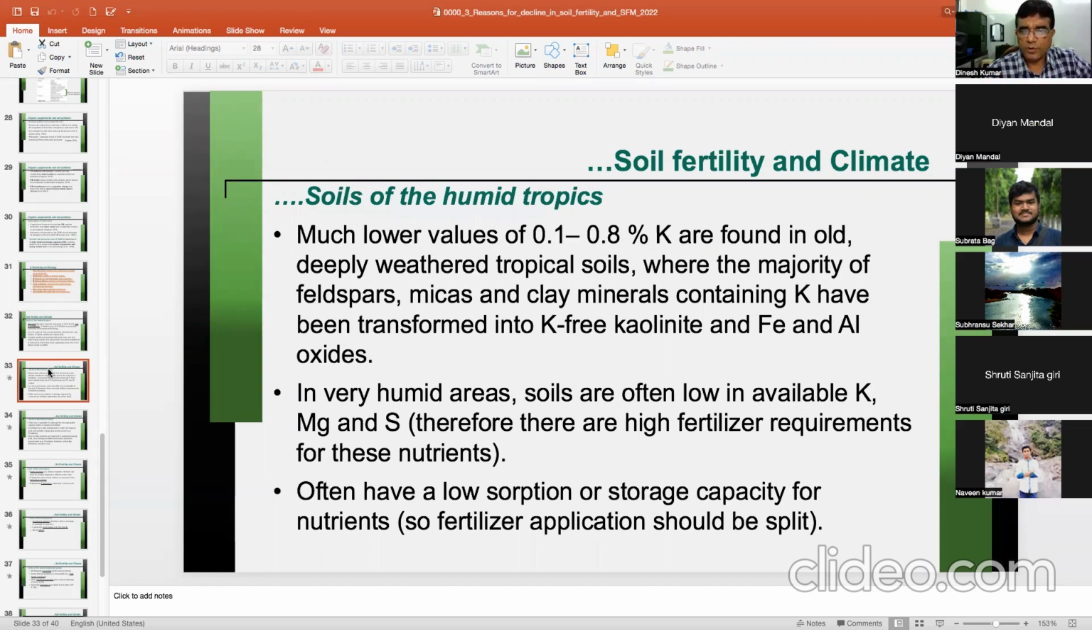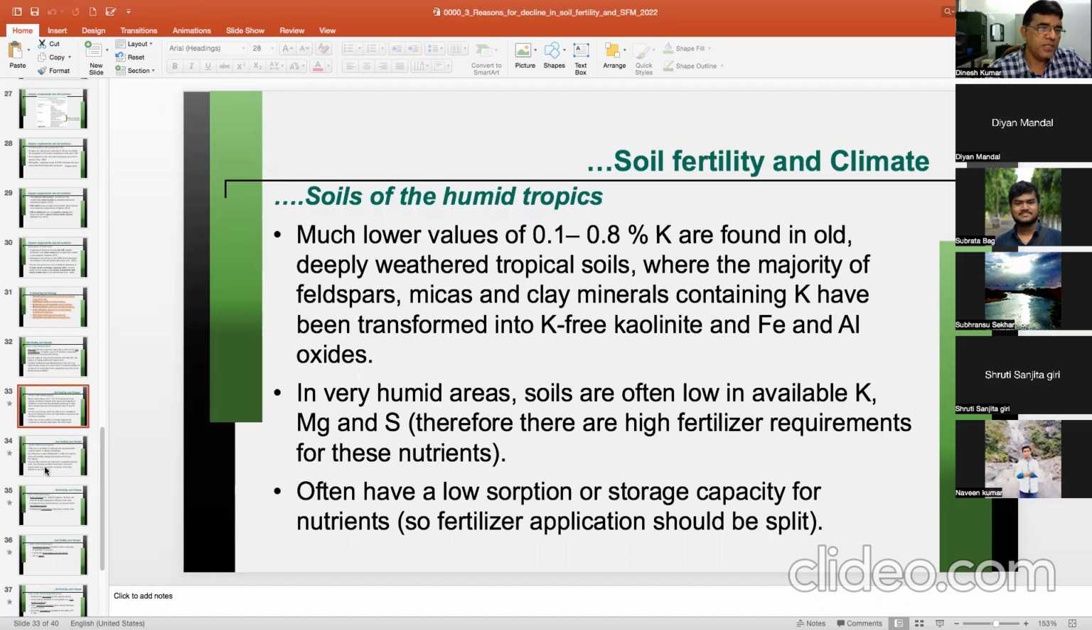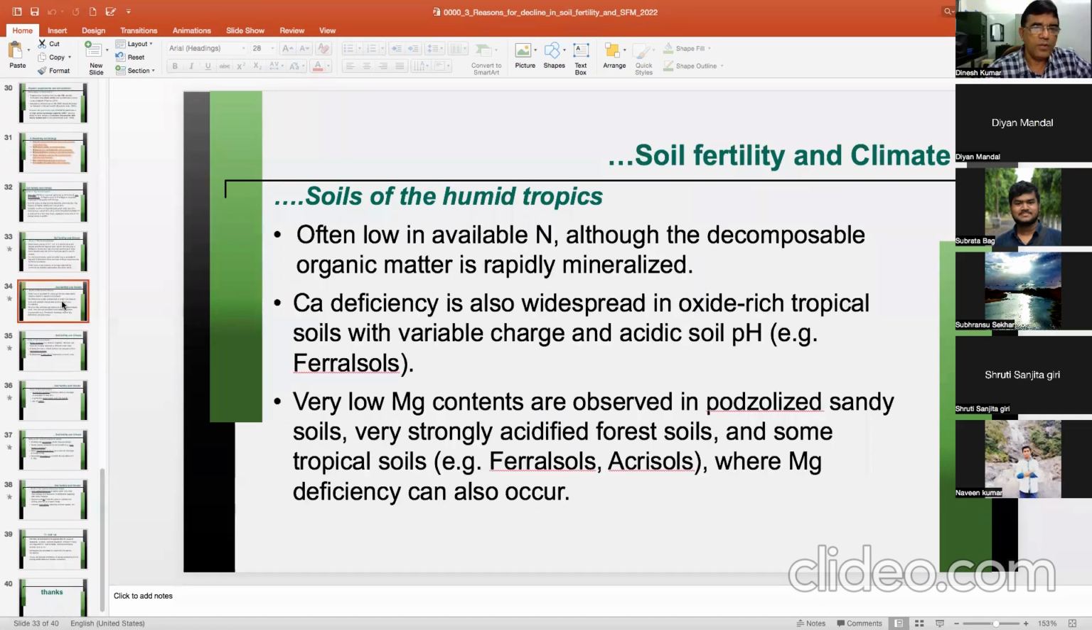They often have a slow sorption or storage capacity. So this is some extra part I am giving to you. You can read it. They are often low in available nitrogen, although the decomposable organic matter is rapidly mineralized. You get sufficient moisture and sufficient temperature, so organic matter is rapidly decomposed. Calcium deficiency is also widespread. Very low magnesium contents are observed in podzolized sandy soils, very acidic, strongly acidified forest soils.